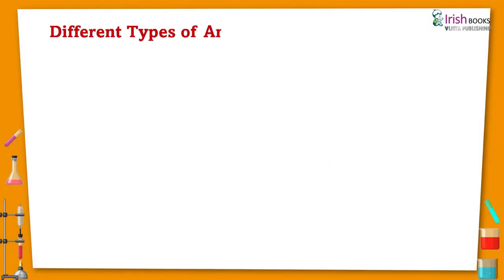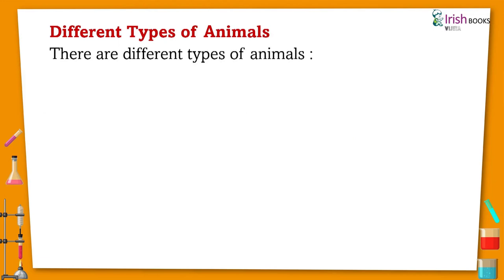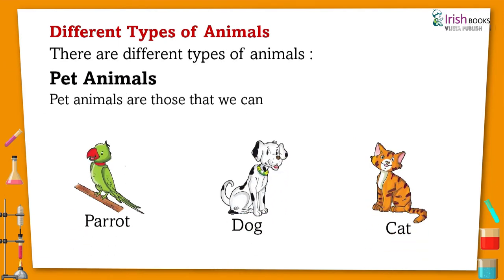Different types of animals. There are different types of animals. Pet animals. Pet animals are those that we can keep in our house. We care for them, like parrot, dog, cat.